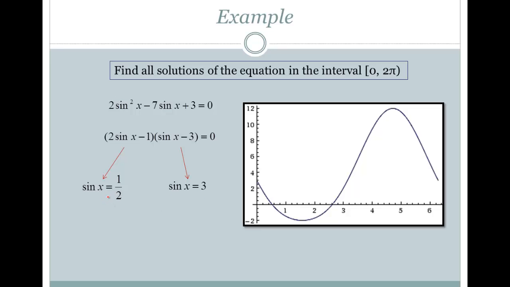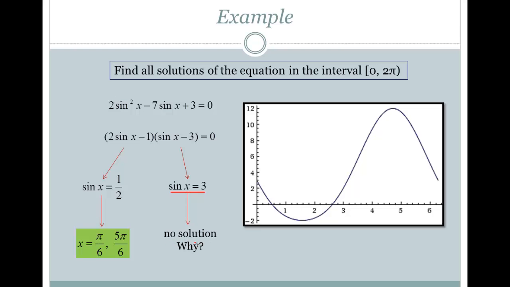If I look over here, again, I know when sine of x is equal to a half. That's going to be at pi over 6 and 5 pi over 6. Again, knowing my unit circle, I need to understand that. So there are 2 solutions. I already have 2 solutions, and I'm looking for 2. What about this one? Sine of x is equal to 3. There's no solution to that.